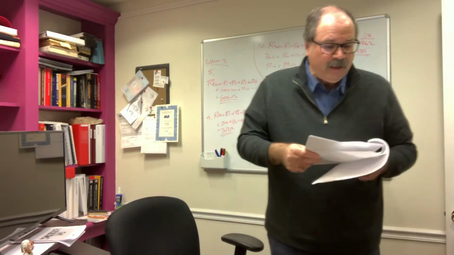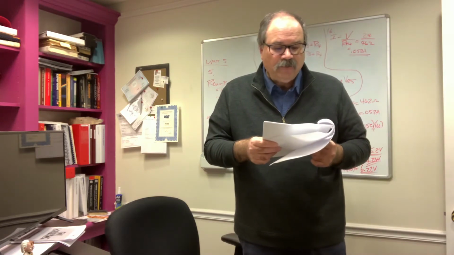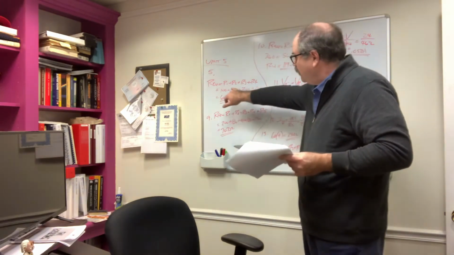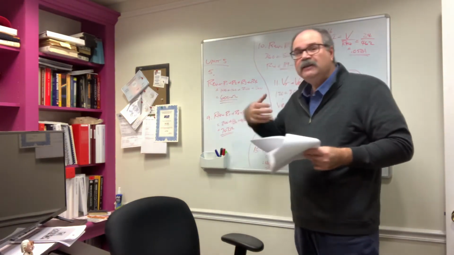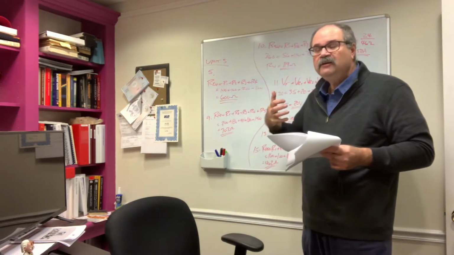Question 5, a series circuit has two 100 ohm resistors and two 200 ohm resistors connected together. What is the total resistance? So remember the expression in series circuits, REQ, which stands for the equivalent resistance, is equal to the sum of all the resistors connected together.